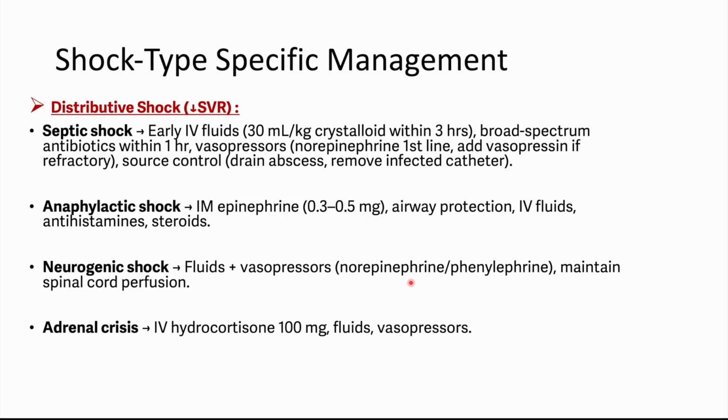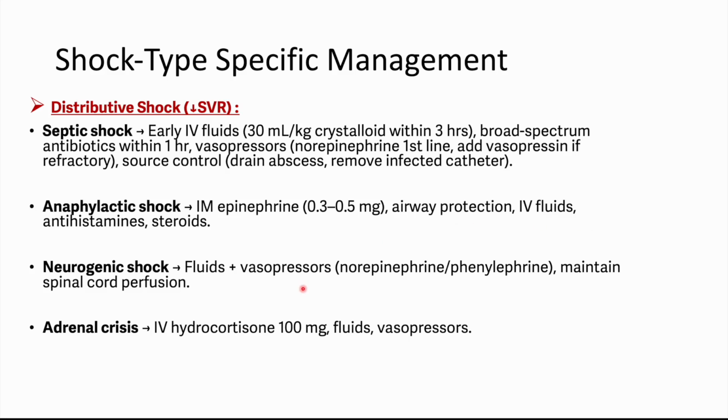Then in anaphylactic shock, intramuscular epinephrine should be administered, 0.3 to 0.5 mg, and the airway must be protected because in anaphylactic shock, laryngeal swelling will be evident. Before it swells up, we have to protect the airway. If we don't, the patient might end up with airway obstruction. Then we have to secure an IV and give fluids, antihistamines and steroids.